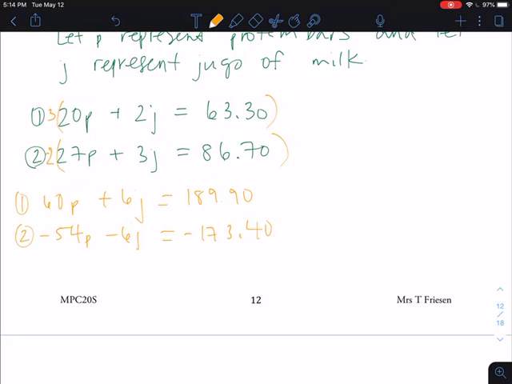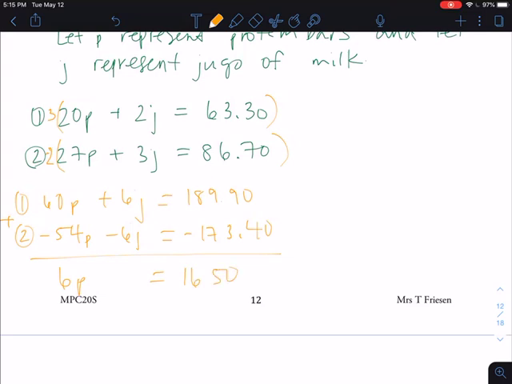Then we're going to add them up, right? We're going to add up these 2 equations. There we go. So when we do this, that gives us 6p. Now we know that this equals 0j. I'm just going to stop writing that because it doesn't add anything to our work. If you like to write it, you can, but you don't need it. And then when I take 189.90 and I subtract 173.40, I'm going to get 1650.